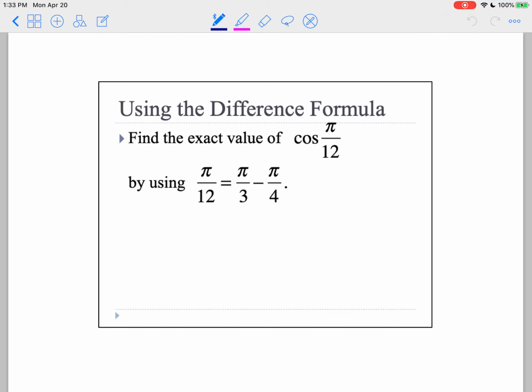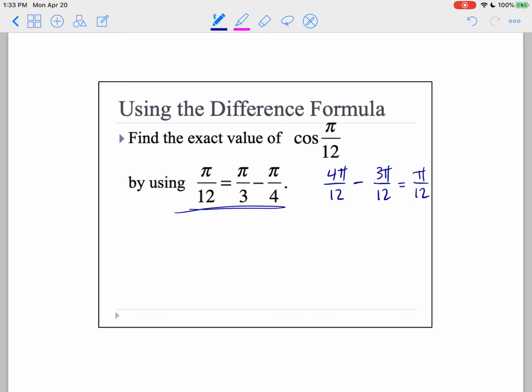Now pi over 12 isn't one of the angles on my unit circle. However, pi over 12 can be written as pi over 3 minus pi over 4. Now how did we get that? Well, pi over 3 can be written as 4 pi over 12, and pi over 4 can be written as 3 pi over 12, and when I subtract them, I end up with pi over 12. So that's where that came from.